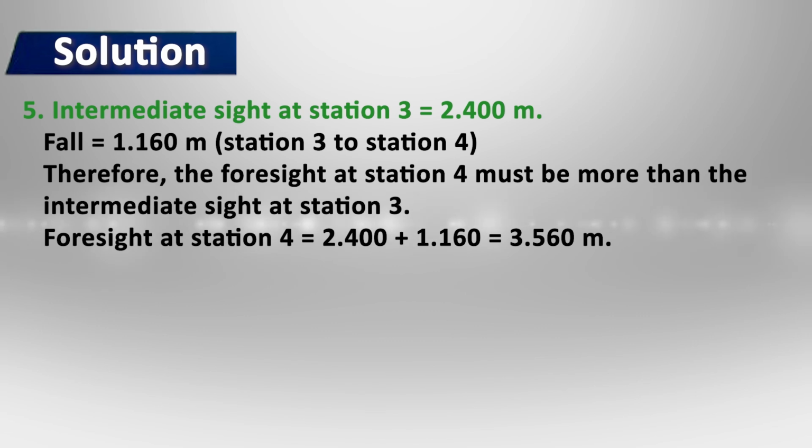Next, the backsight at station 5 is missing. There is a rise of 1.068 meters from station 5 to station 6. Therefore, the backsight at station 5 must be more than the intermediate sight at station 6. So, the backsight at station 5 is equal to 2.5 plus 1.068, that is 3.568 meters.